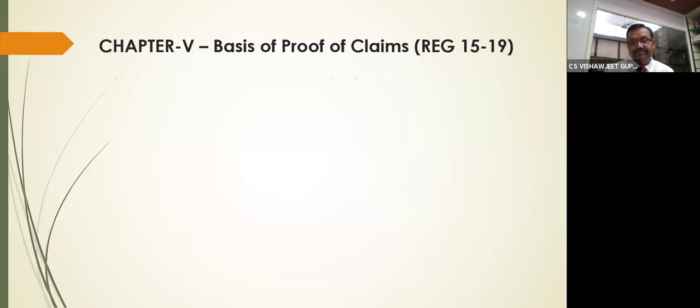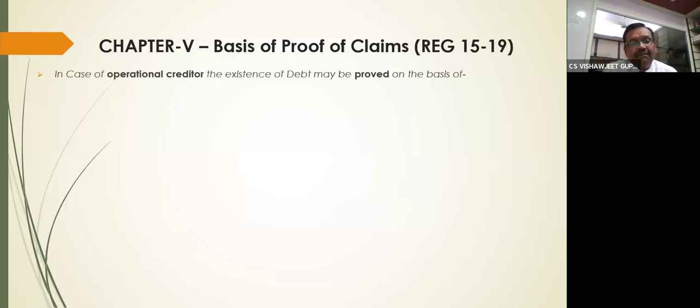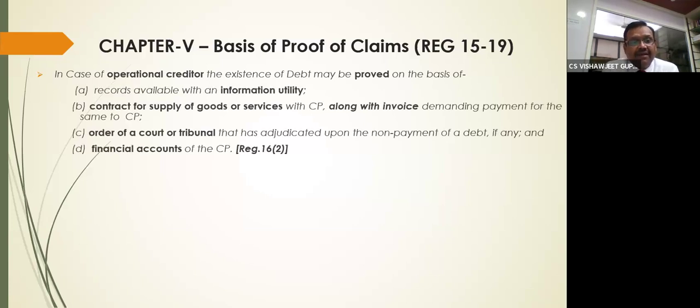So how will a person prove his claim? What would be the basis? In case of an operational creditor, the existence of debt may be proved on the basis of records available with the information utility, a contract for supply of goods with the corporate person along with an invoice demanding payment for the same to the CP, an order of a court or tribunal that adjudicated upon the non-payment of debt, if any, and financial accounts of the CP. So whatever documents the CP has, they will have to be filed along with the Form B.